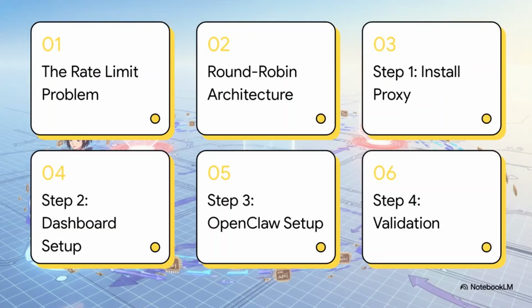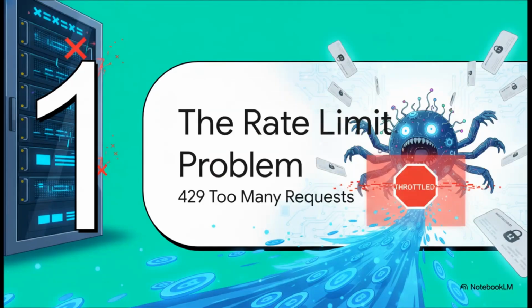We'll start with the rate limit problem itself, then break down the round-robin architecture. After that, we dive into the actual steps, installing the CLI Proxy, setting up the dashboard, integrating it with OpenClaw, and finally testing and validation. Let's get right into it. Section 1. The rate limit problem.